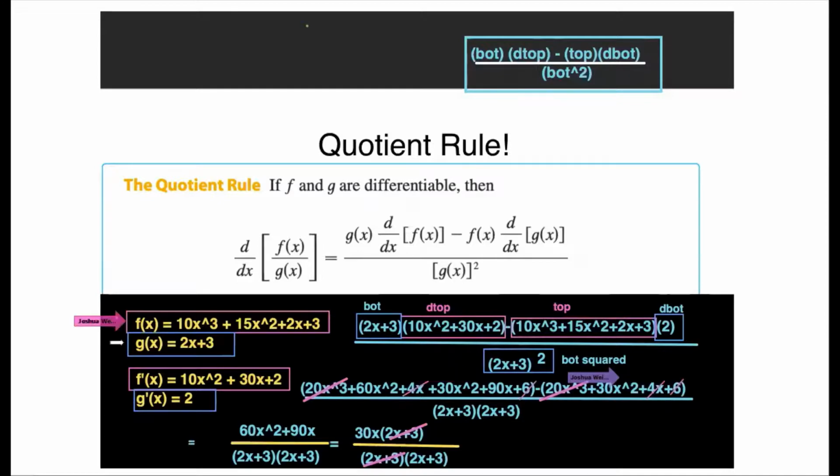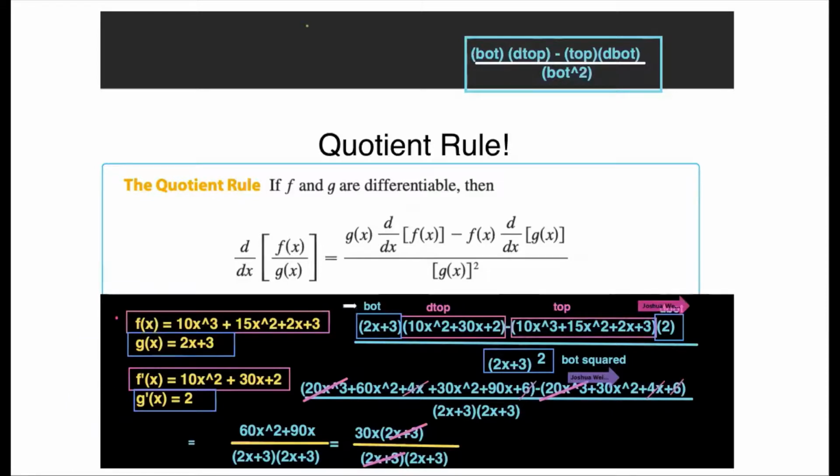So I said, well, here's the function. The first derivative is 10x squared plus 30x plus 2. The student goes, yeah, okay. And then this one is 2x plus 3, so it's the derivative. He's like, oh, it's just 2. Yeah, okay. So we lock the pieces in place like a puzzle.